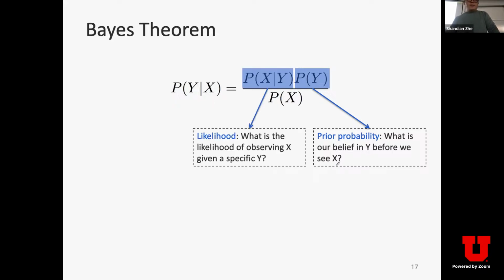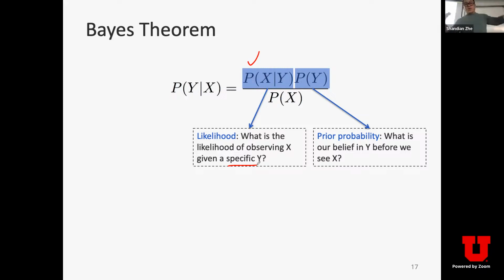And the second term that determines the posterior distribution is the so-called likelihood term, which is here, right? P of x given y, which characterizes the likelihood of observing x given a specific choice of y.